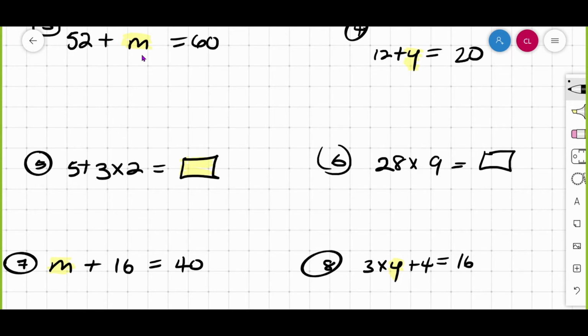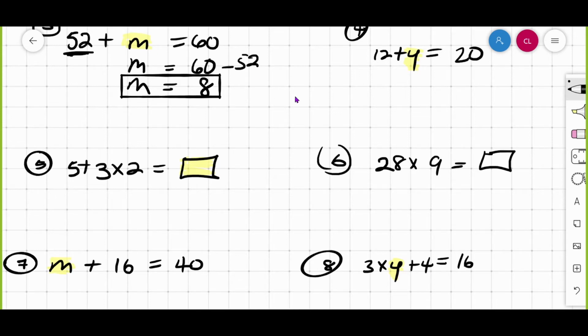Now, in order to get m, what we need to do is take 52 from this side, and if we take 52 from this side, we need to take 52 from the other side as well. So m is going to be equal to 60 take away 52. That's easy. All we need to do is start at 52 and count until we reach 60, and that would be 8. So m is equal to 8. Yes, sir.